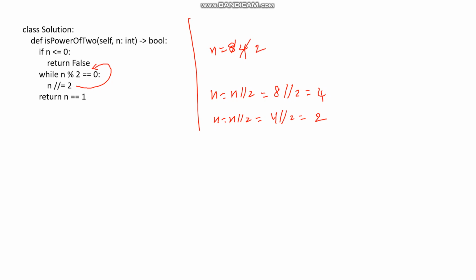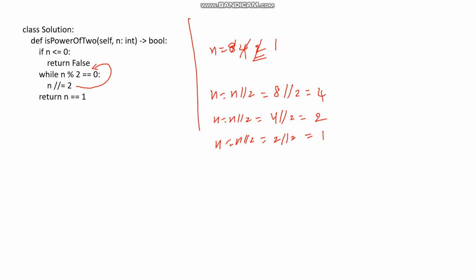Again go to the condition. What is the condition? n mod 2. The n mod 2 is nothing but 2 mod 2, since the current n value is 2 here. 2 mod 2 is 0. 0 equals 0, so the condition is true. n equals n integer division 2, which is 2 integer division 2. What is the value? 1. Now the n value becomes 1 here.